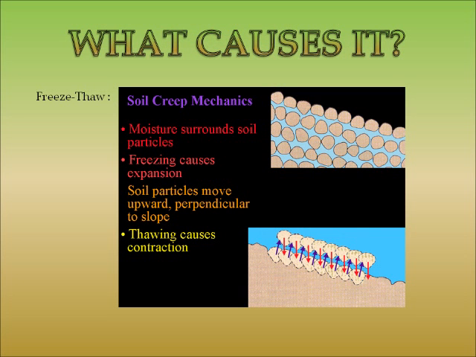What causes it? Freeze-thaw is a process when the water in the soil freezes and the ice crystals push the soil particles outwards, perpendicular to the slope. However, once the ice melts, this causes the soil to flow down the slope under the influence of gravity. After many freeze-thaw cycles, the soil continuously moves slowly down the slope through expansion and contraction.